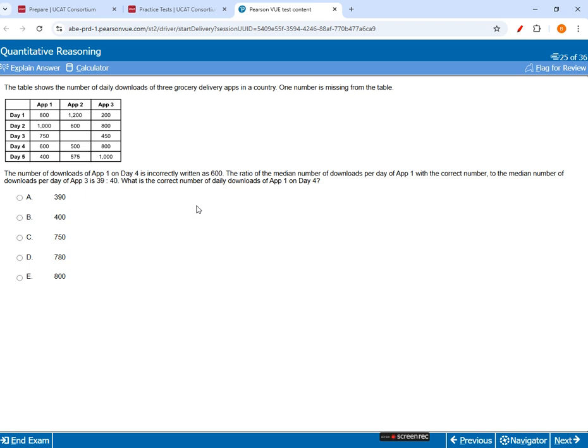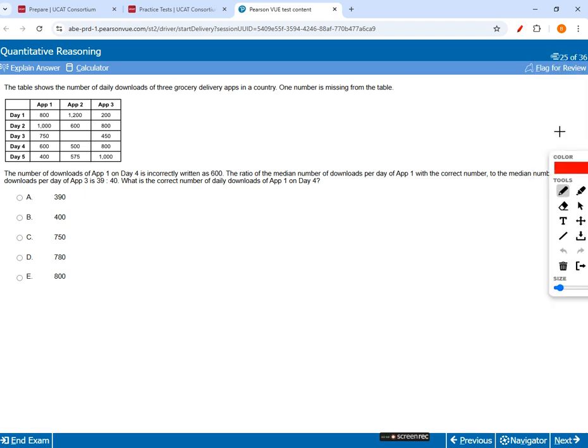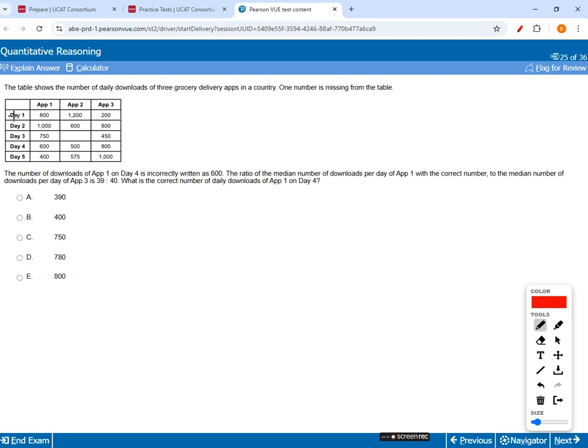So I've got this question still on the UCAT website. I'm on question number 25. There we go. Right, okay, so what have we got? The number of downloads on app 1. As soon as you see app 1, your cursor should straight away go onto app 1. The number of downloads on app 1 on day 4 is incorrectly written as 600. Okay, ratio of the median. Median, what does median mean? Median means the middle number. How do you find the median? Arrange all of them in ascending order, small to big.